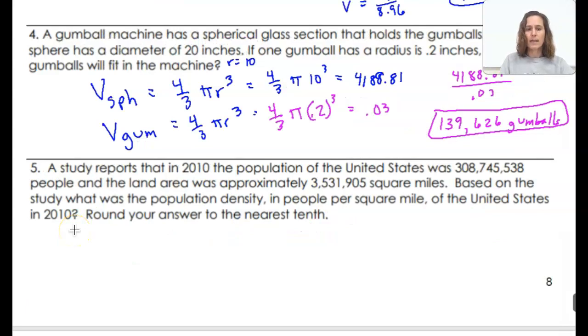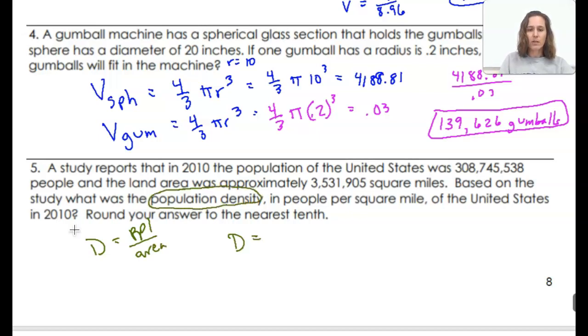A study reports that in 2010, the population of the U.S. was 308,745,538 people, and the land area was approximately 3,531,905 square miles. So we have to find the population density in people per square mile of the U.S. in 2010. We're using the formula density is equal to population over the area. And we don't know the density. That is what we're solving for in this case.